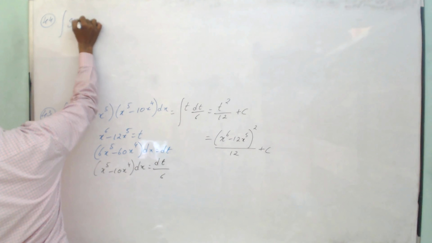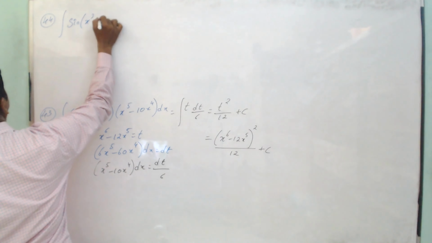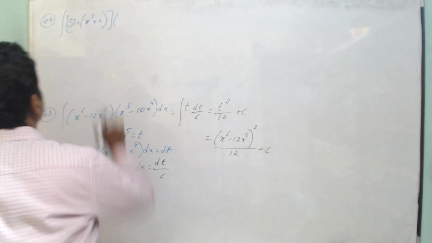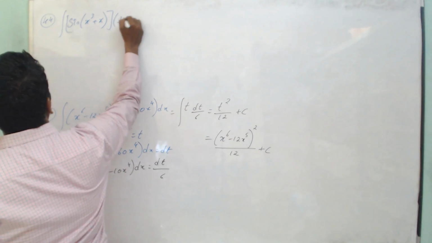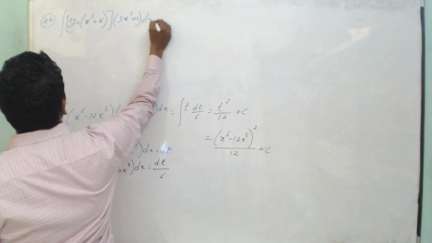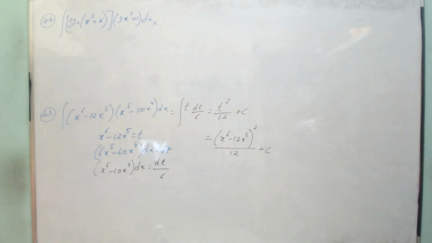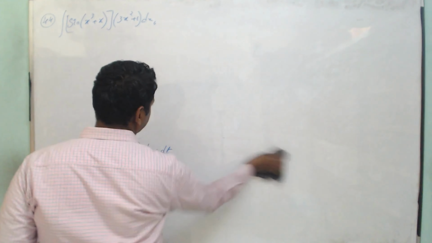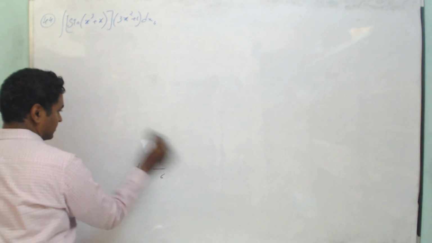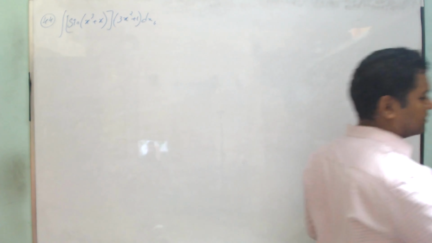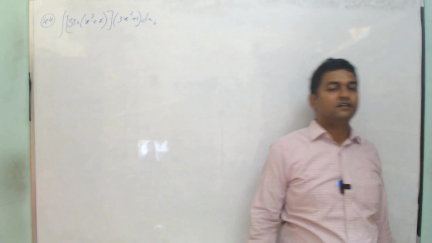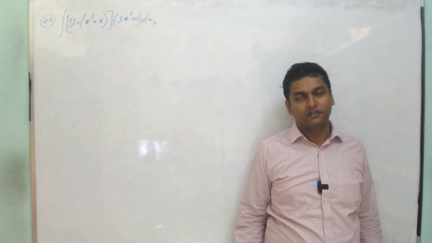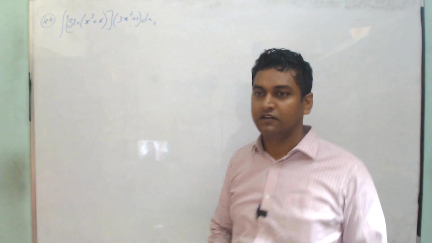Integral of sine x cube plus x into 3x square plus 1 dx. You can tell the answer directly. Wait. It's sine t dt. So minus cos t plus t. Right? So minus cos x cube plus x.